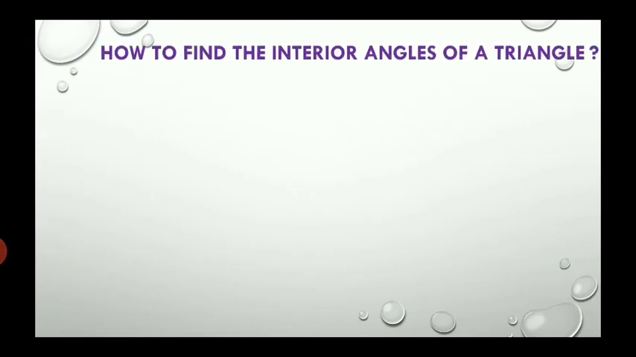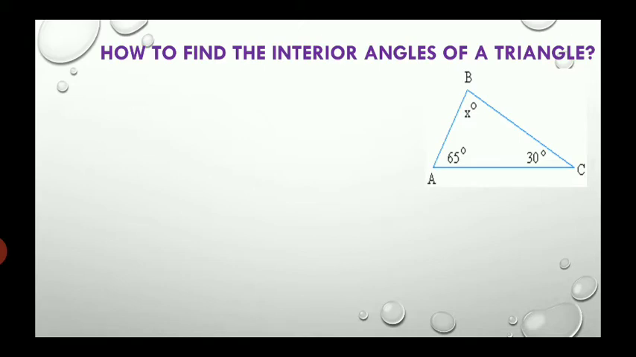Now, how to find the interior angles of a triangle? You see one question is given here. Angle A is 65, angle C is 30, and you are told to find angle B or X.